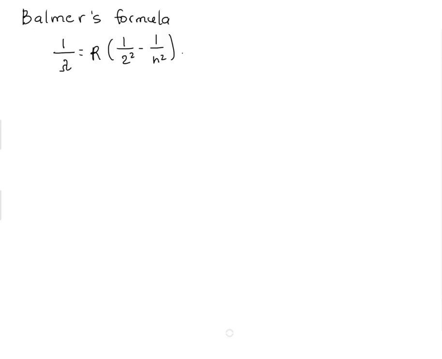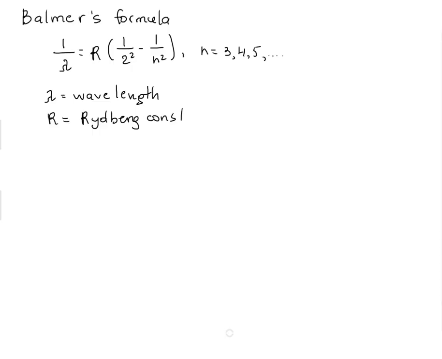So here lambda is the wavelength of the emitted light. So this lambda actually, that's what you see on the spectrum, those lines. So those are called wavelengths. R is what we call, and later is known as, the Rydberg constant.